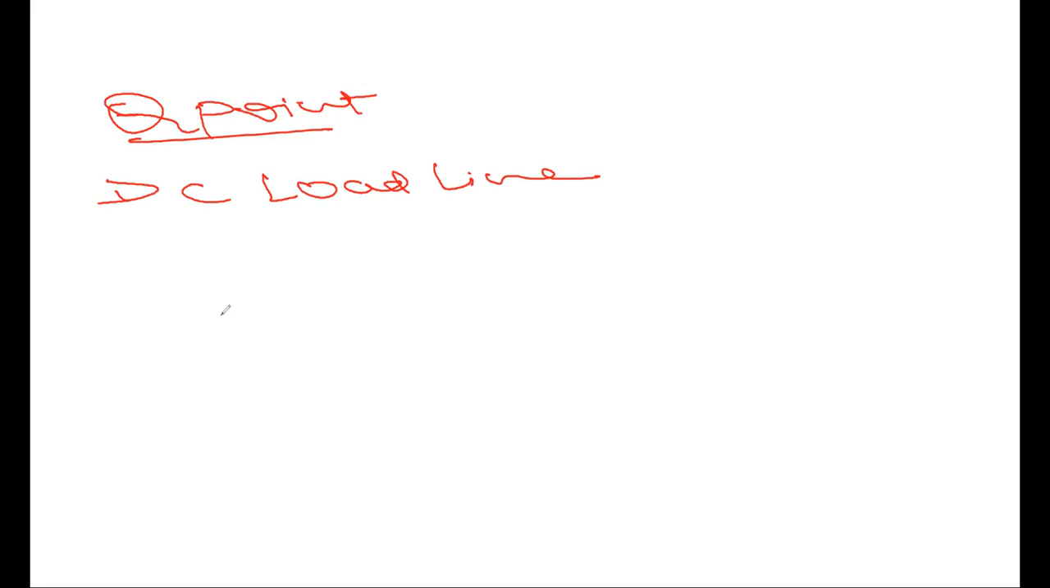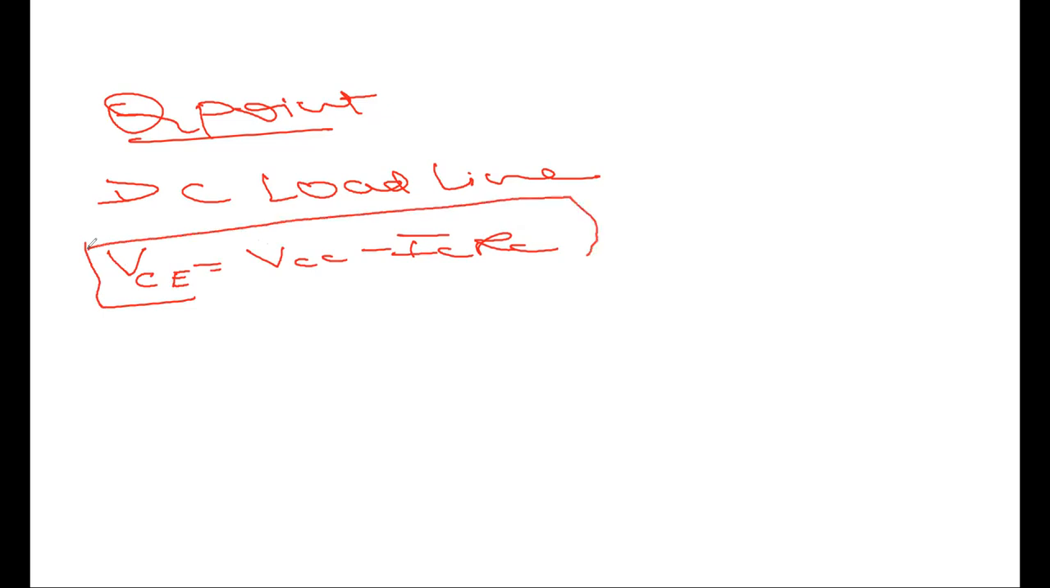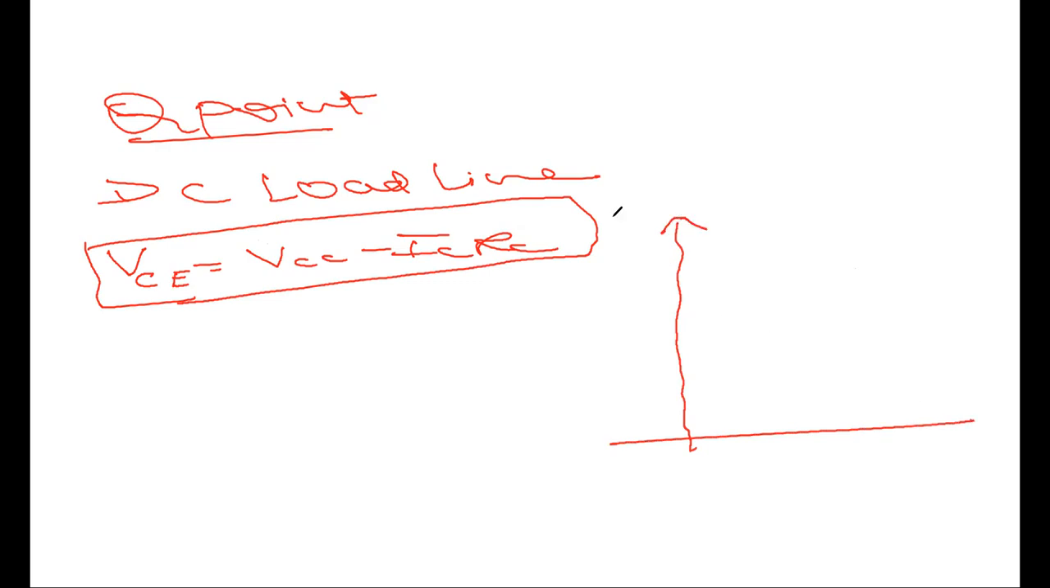Generally, we know that the equation of the output characteristic of the transistor can be given as VCE equals VCC minus IC RC. This is the equation of the output junction of a common emitter transistor. If we draw the output characteristic of a transistor, this is IC and this is VCE. The output characteristic is between IC and VCE, and the DC load line is the straight line on it.